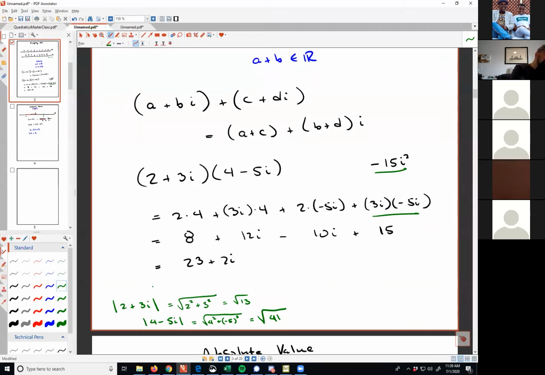Now let's look at the result when we multiplied 2 plus 3i and 4 minus 5i. What is the absolute value of 23 plus 2i? 23 squared plus 2 squared is 529 plus 4, 533. Root 533. Now I'm going to point something out.